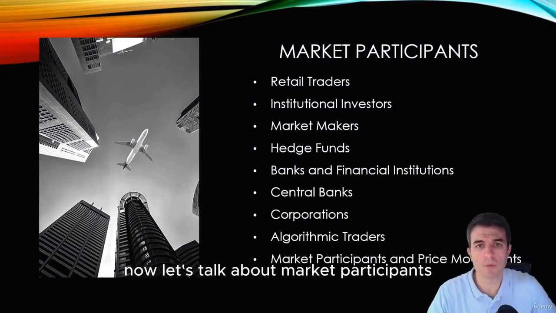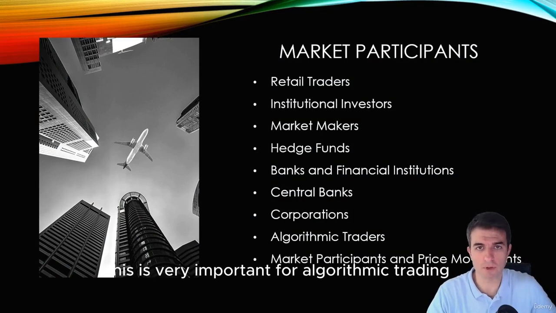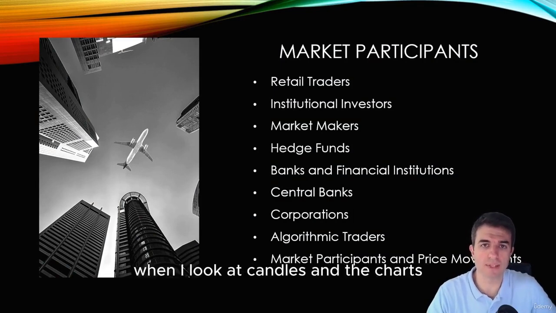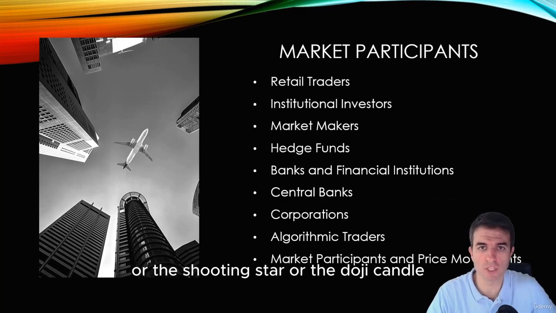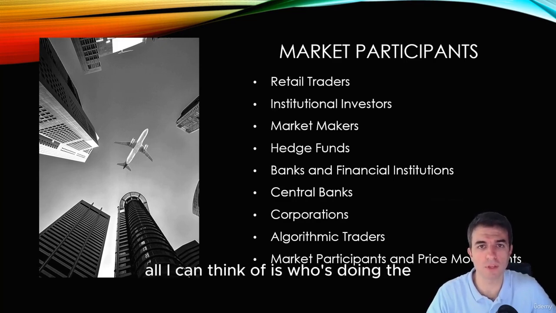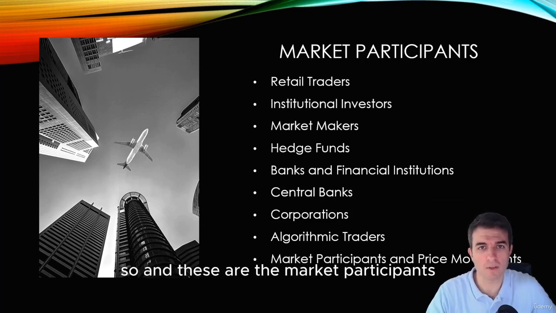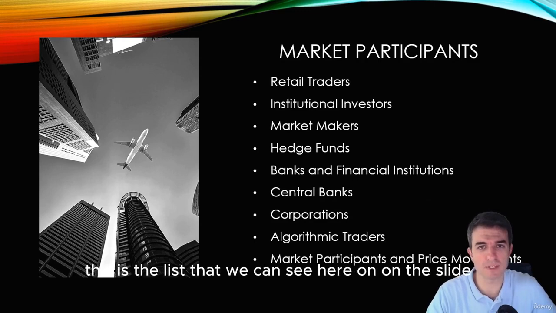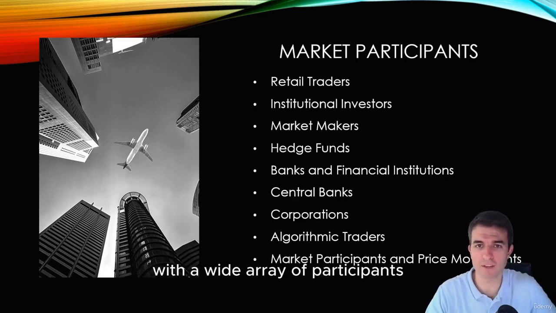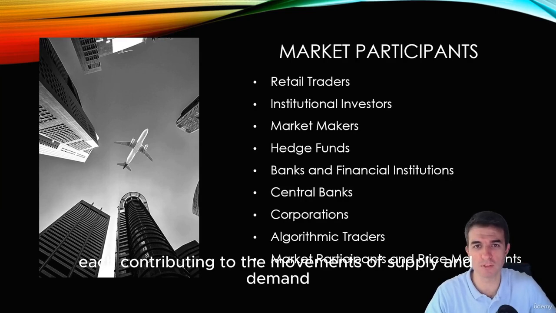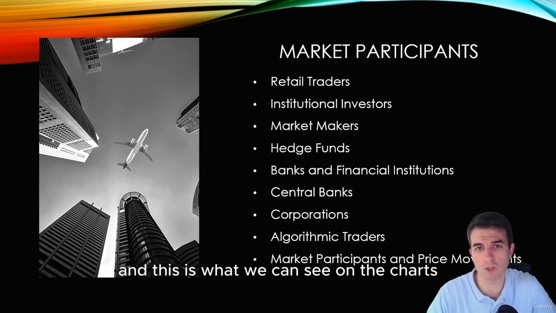Now let's talk about market participants. This is very important for algorithmic trading. To be honest, when I look at candles and the charts and the candle patterns, like the bullish engulfing pattern or the shooting star or the doji candle, all I can think of is who's doing the sales in the background. And these are the market participants. This is the list that we can see here on this slide. The financial markets form a complex ecosystem with a wide array of participants, each contributing to the movements of supply and demand. And this is what we can see on the charts.